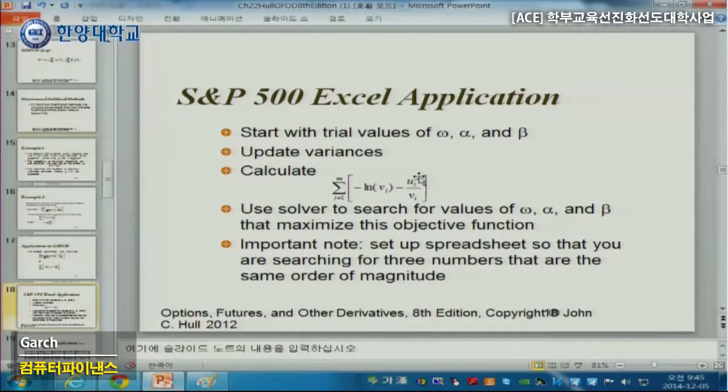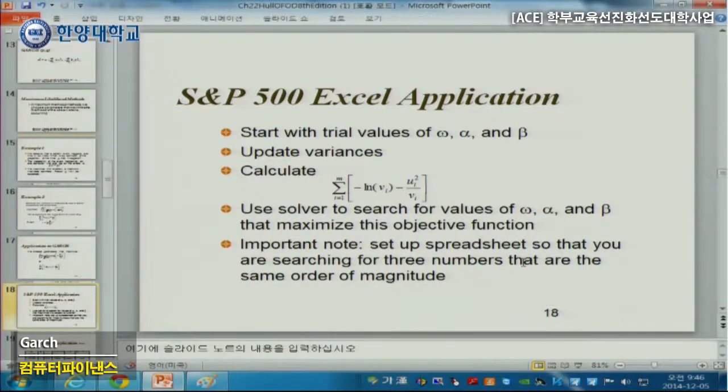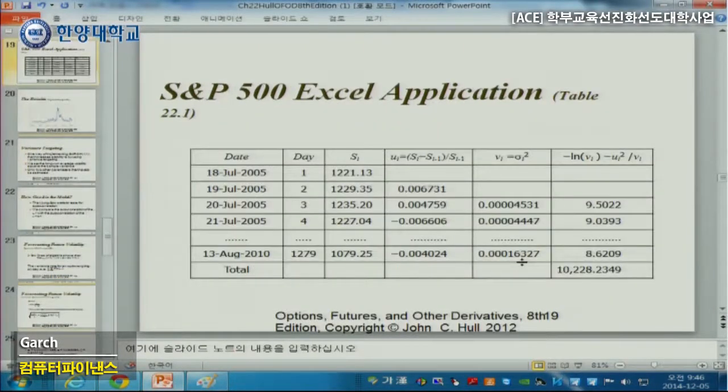And then next, we can use Excel solver. We can use Excel solver such that maximize this one with respect to omega, alpha, and beta. Right? Then we are done. Important note. Set up spreadsheet so that you are searching for 3 numbers that are the same order of the magnitude. That's a good one.